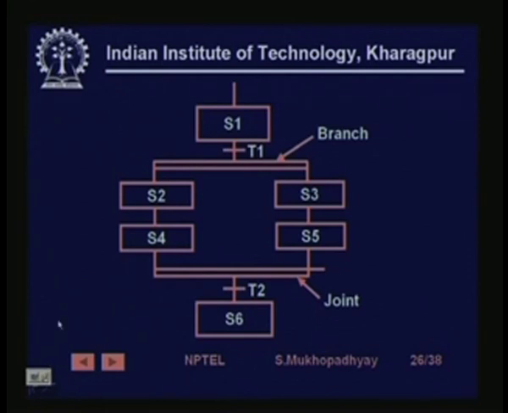So here you have a parallel branch. At S1, if T1 occurs, then both these states become active together. At some point S4 becomes active, but T2 cannot take place unless this branch also comes to S5. Only when S4 and S5 are both active will T2 become active and be evaluated. If it evaluates to true, then it will come to S6, and then S4 and S5 will become inactive.